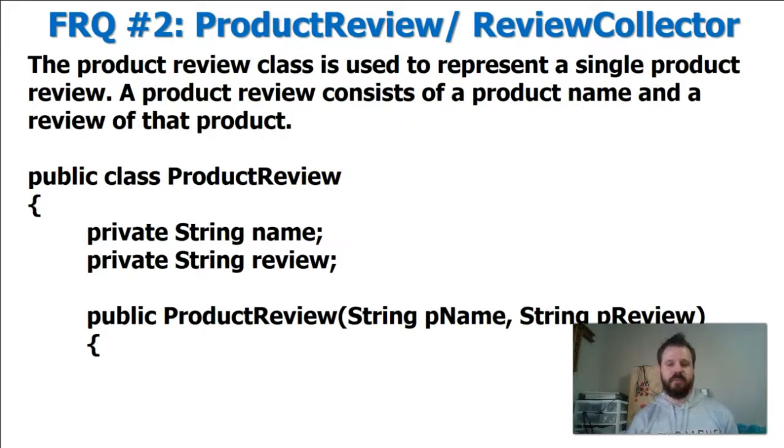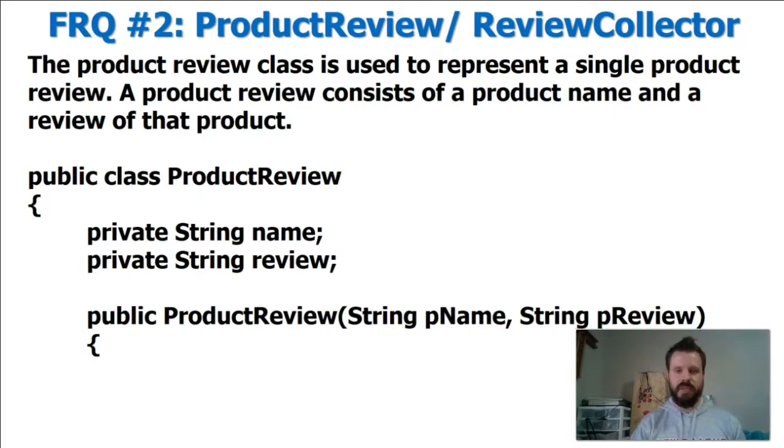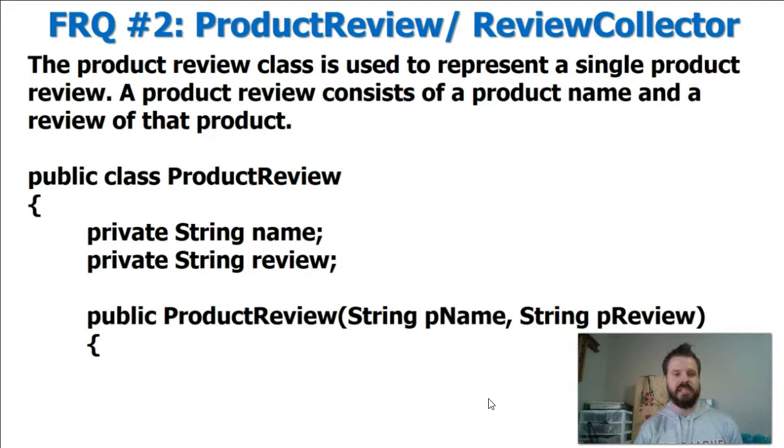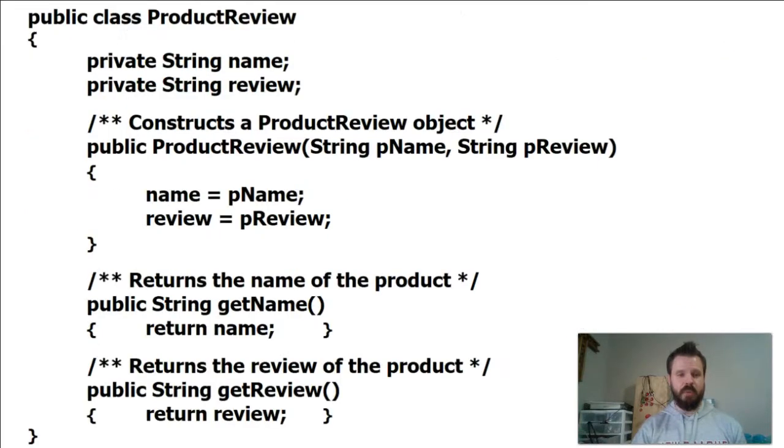This problem dealt with the product review/review collector class. The product review class is used to represent a single product review. A product review consists of the product's name and then a review for it. And we have that class here. A product review object will store a name as a string and a review as a string. The constructor just sets those, and then we can return both the name with getName and the review with getReview. So again, an example of a real simple class that we're then going to make an array of.